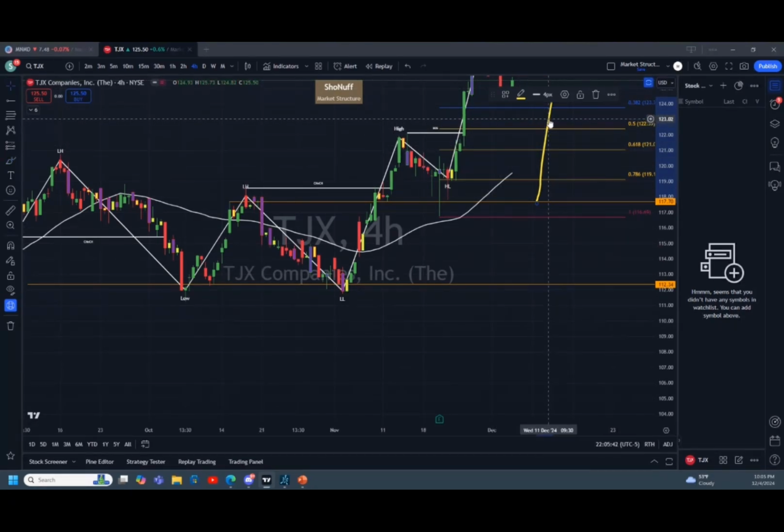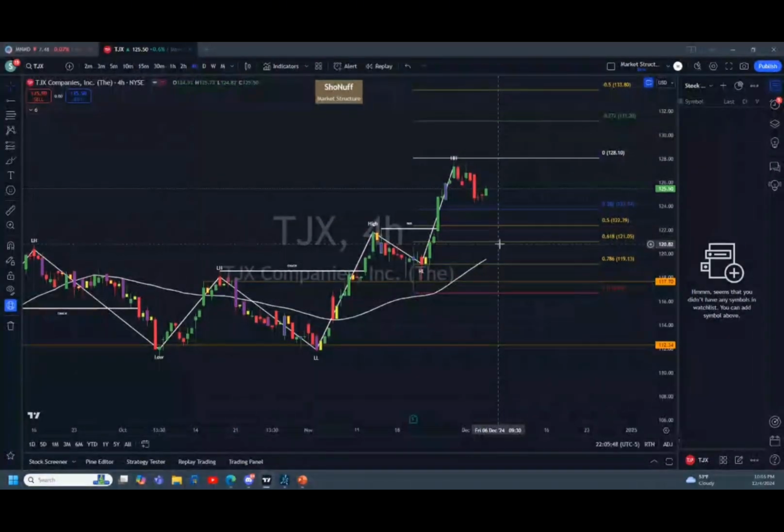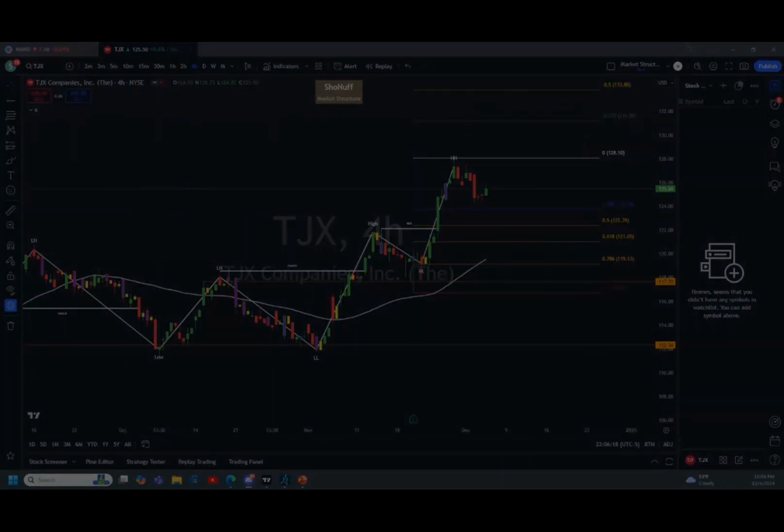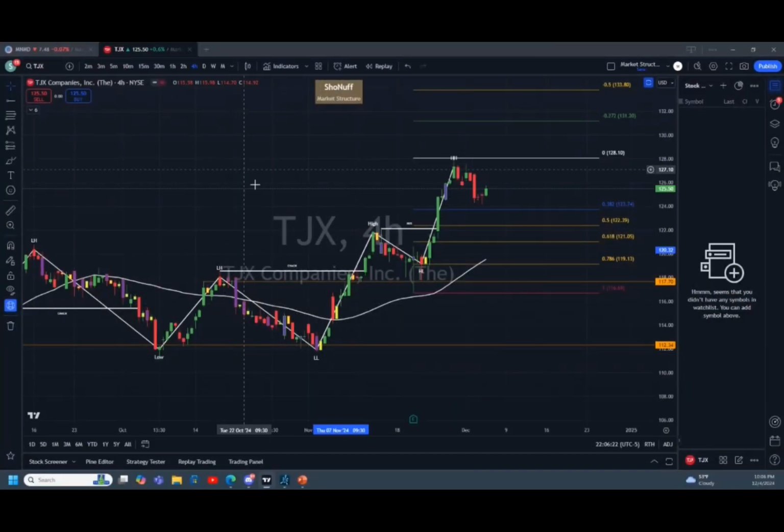So for this one, TJX, my ideal entry would be, because I have rules, I don't like to take trades at the 382. My rules are, hold on, let me see if I can bring it up for y'all. This one keeps me not chasing, not having FOMO and stuff like that. Here we go. So these are my rules right here.